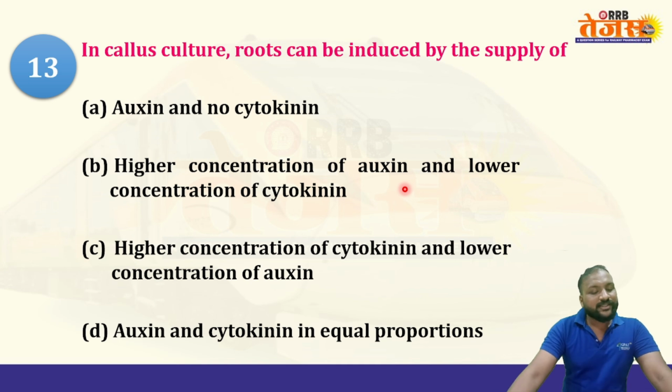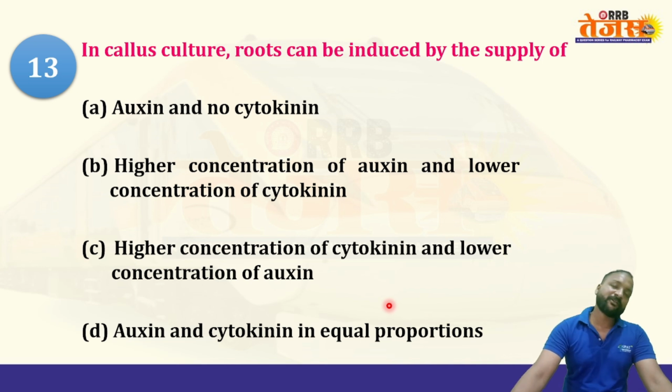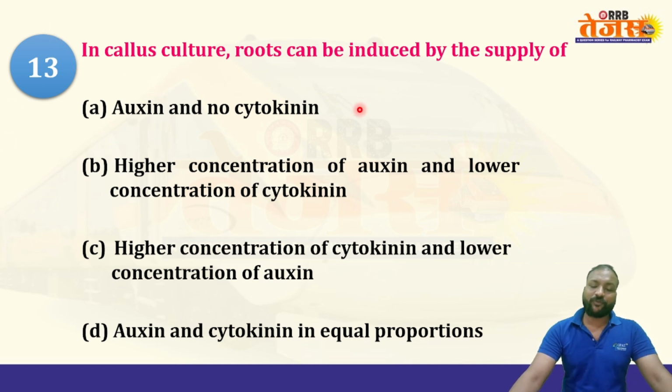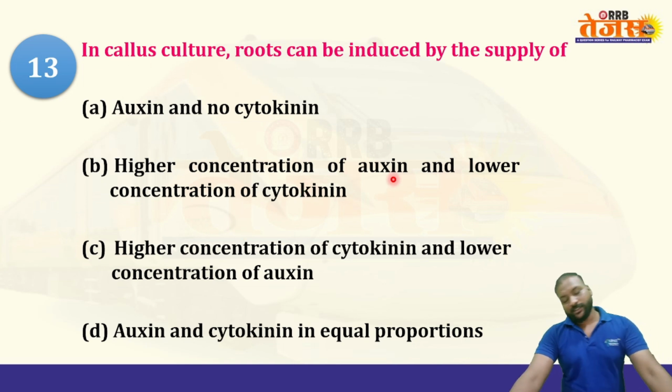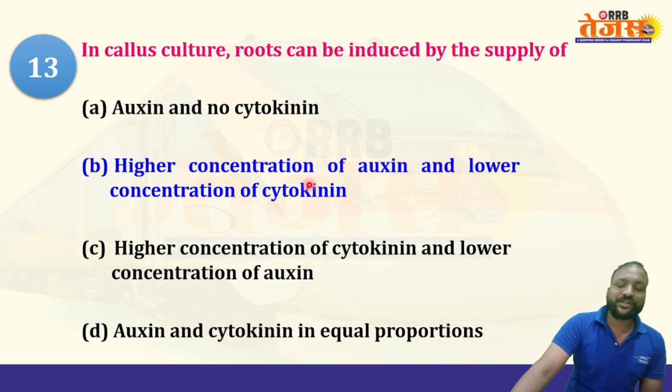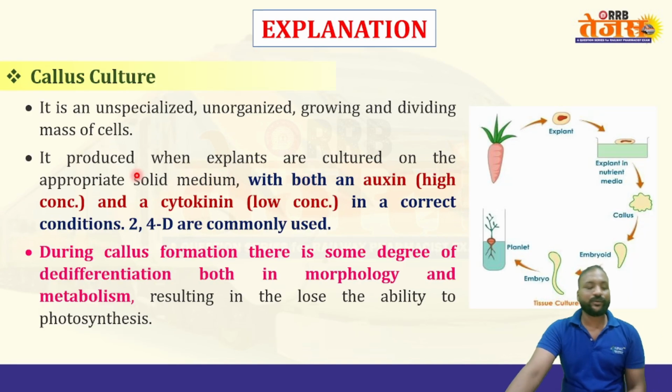And C, higher concentration of cytokinin and lower concentration of auxin. And D, auxin and cytokinin in equal proportions. So what will be the option? In culture, which one of the following proportions are used? So we'll see the right answer: option B is right. High concentration of auxin and low concentration of cytokinin is required.